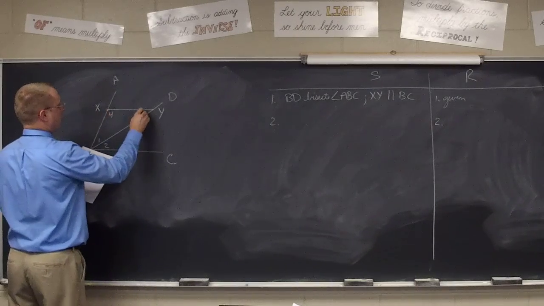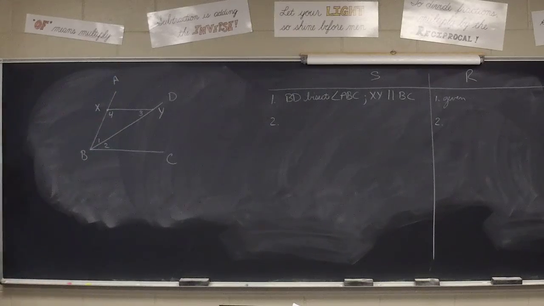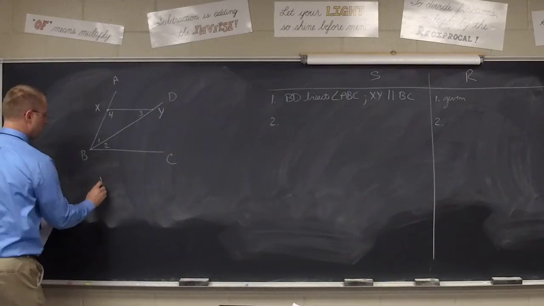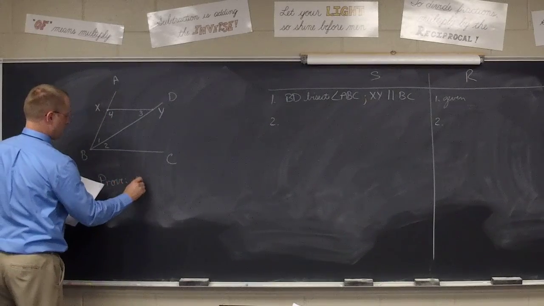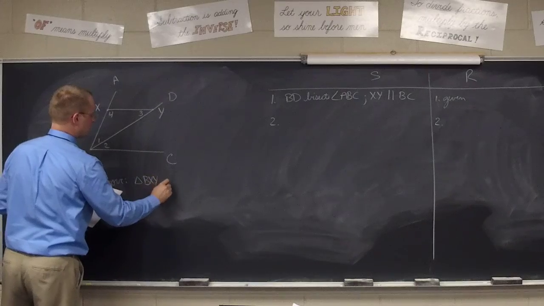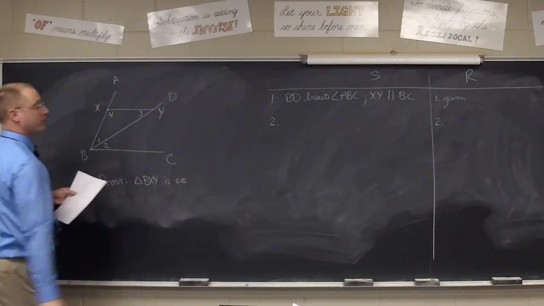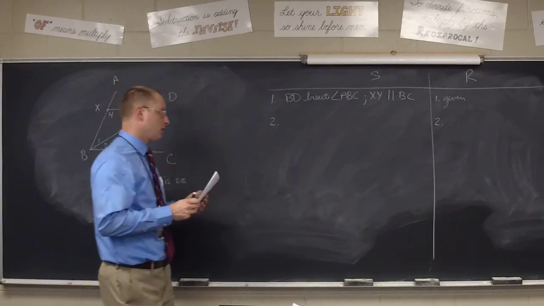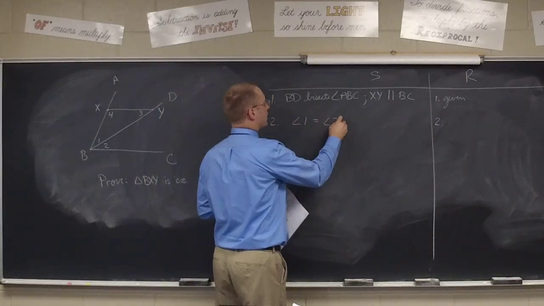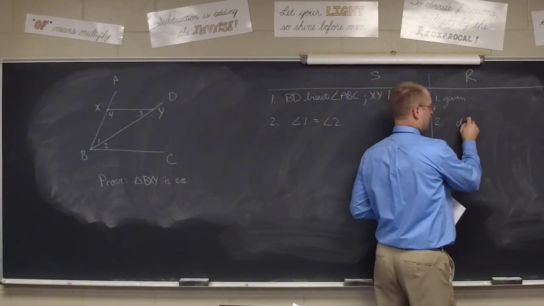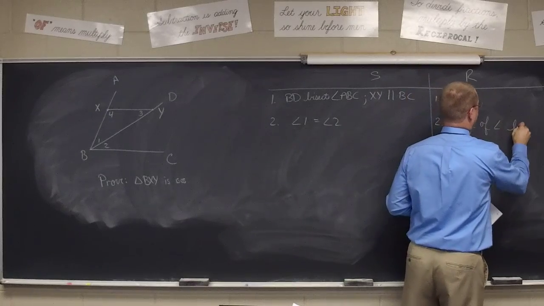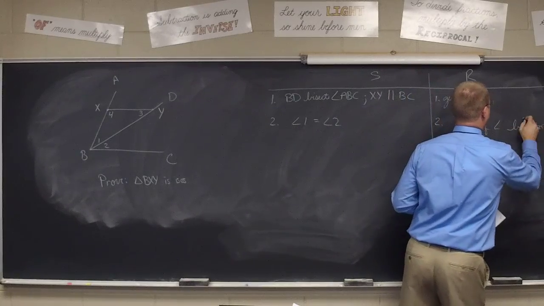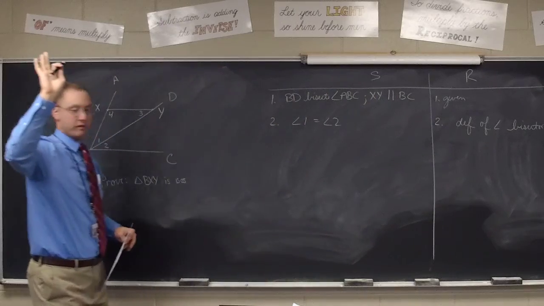And I numbered some angles here, 1, 2, 3, and 4. And those will come in handy for statement number 2. And once you've written statement 2, tell me what you wrote, Brecken. Angle 1 equals angle 2 because the definition of angle bisector. How many had exactly what Brecken had? Angle 1 equals angle 2, definition of angle bisector.